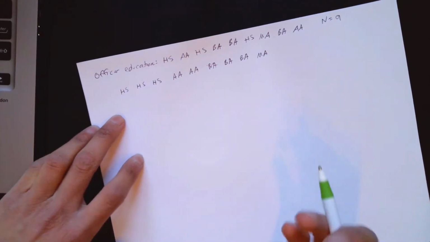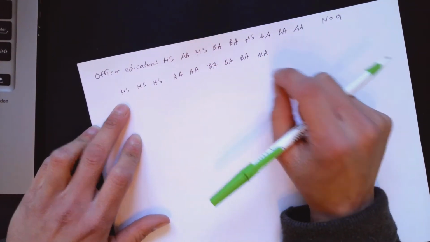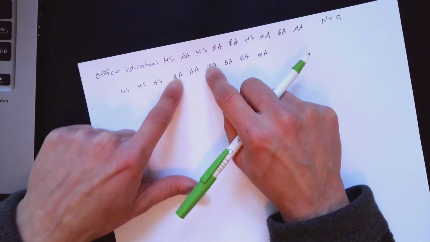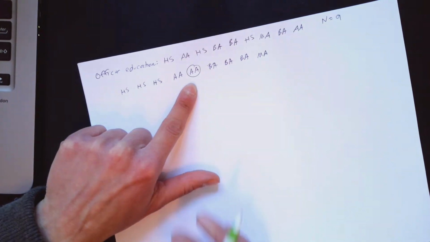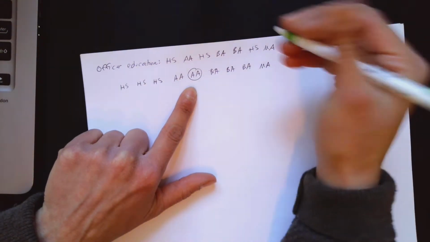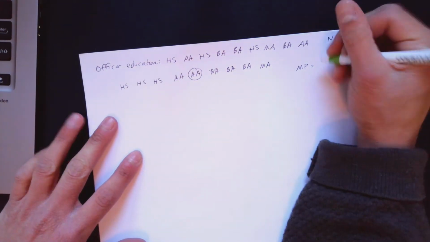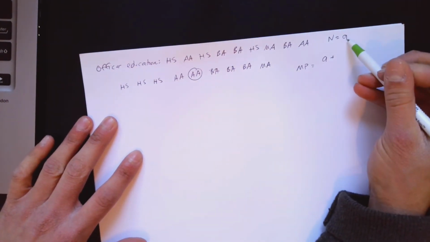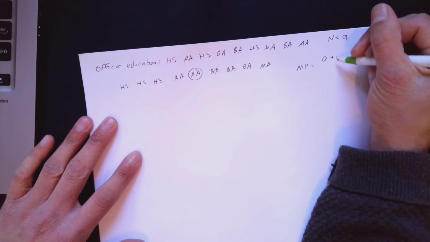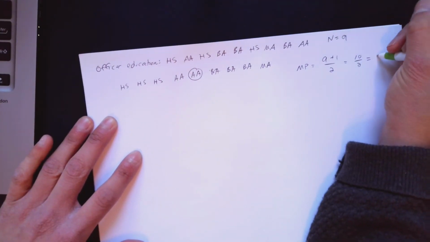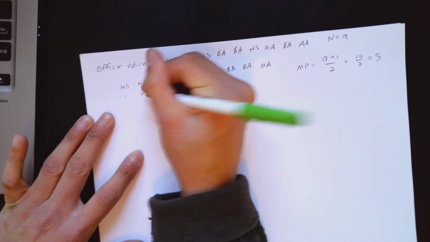So if we want to find our median, we can count inwards and find that our middle value here is an associate's degree. If you want to check with your median position, you can also do that, where our median position is given by our n, or our total, plus 1 over 2. And here you get 10 over 2, and that comes out to 5. So this is also our 5th position.